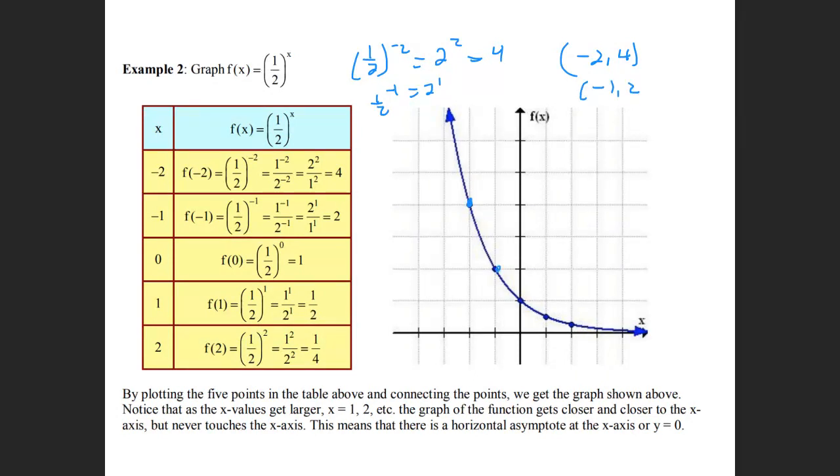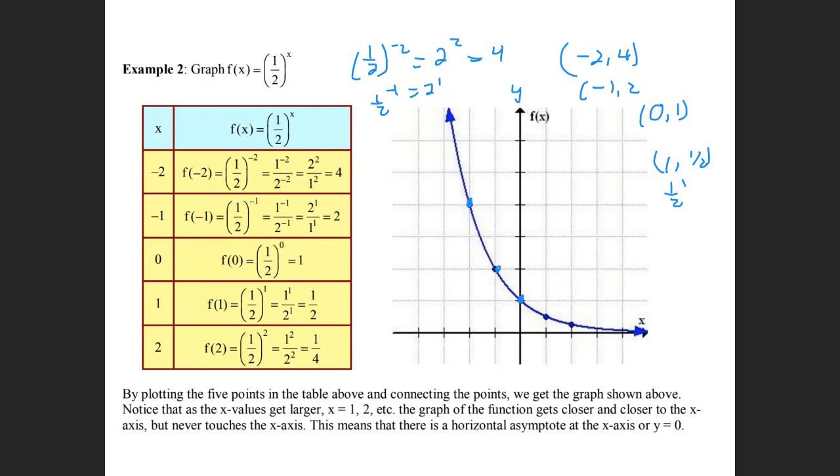Plot that point. Where does it cross the y-axis? And that is going to be asked all the time this week. Well, it crosses at 1. So (0, 1) is a point on the graph. What if I put in 1? Well, (1/2) to the first power is 1/2. So you just fill in your tables, and you plot some points, and you graph it out.